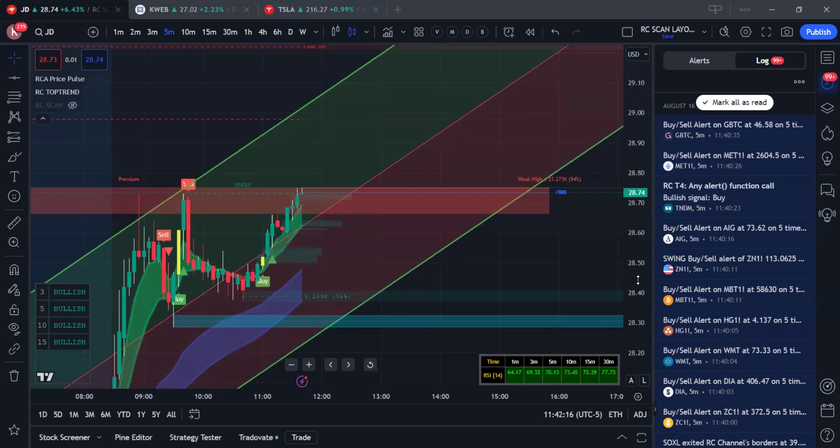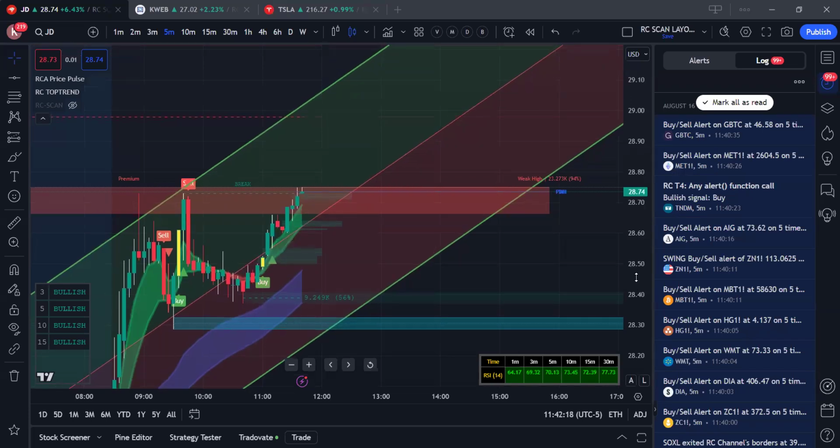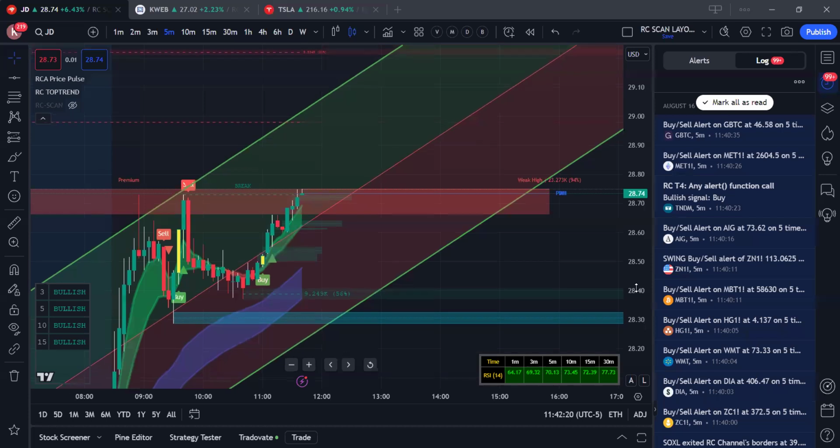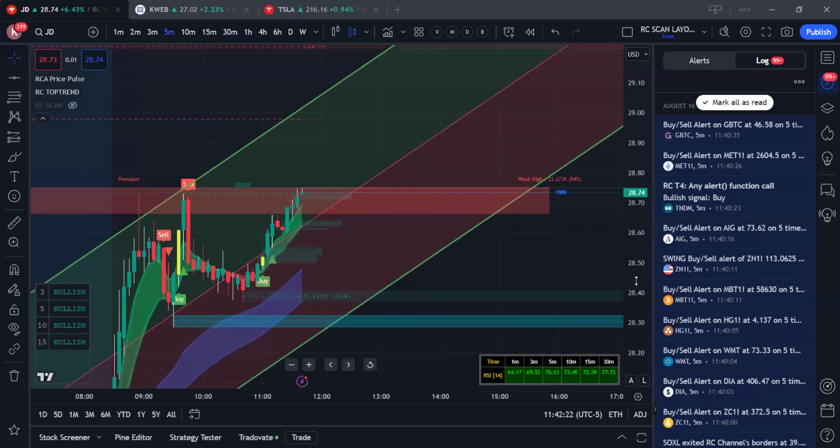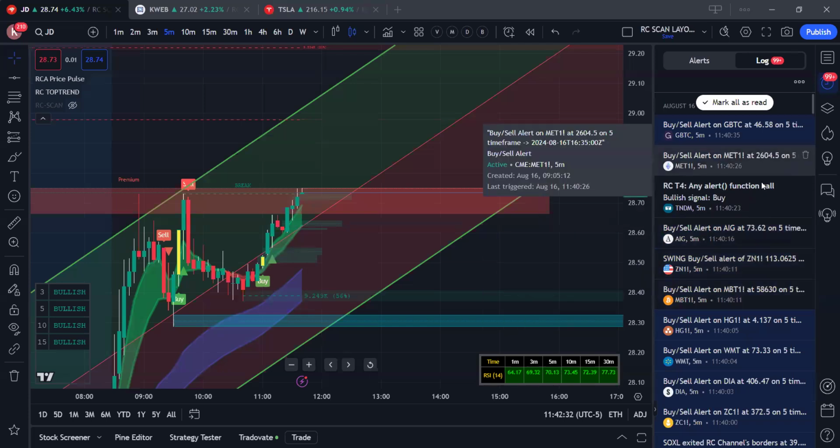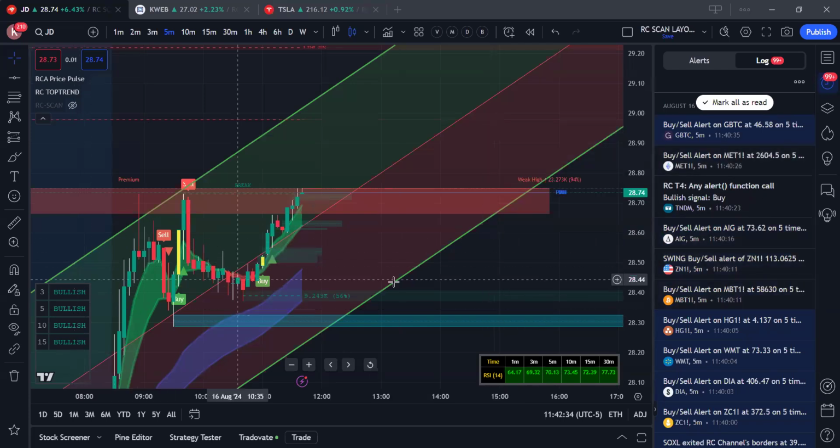So, okay, you can use the same for stocks, options, India stocks, currencies, forex. We can make profits with any instrument on any time frame. We use the same strategy where you set up the alerts. Whenever you receive an alert, you check, okay, is it looking good in price pulse? Is it looking good in top trend?